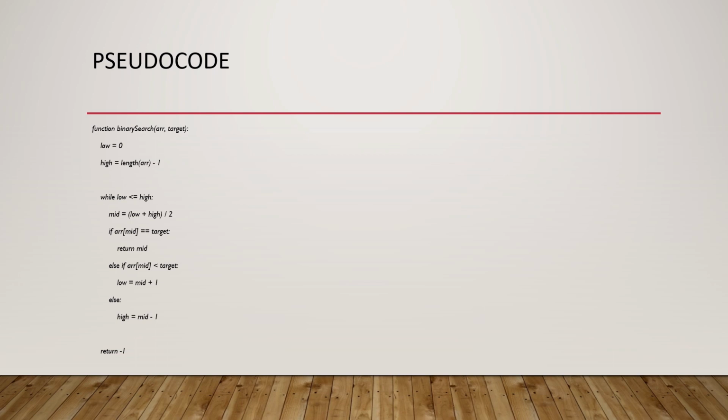Now we run a while loop. The condition for the while loop is low less than or equal to high. Inside this while loop, first we need to calculate the mid. So the formula is (low + high) / 2. And we need to go through a few conditions. If array[mid] is equal to the target, then we found the target. We need to return that mid.